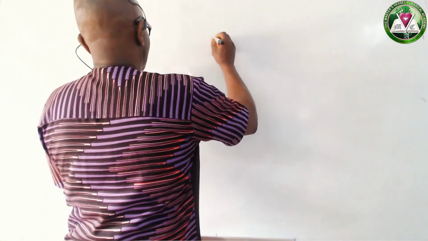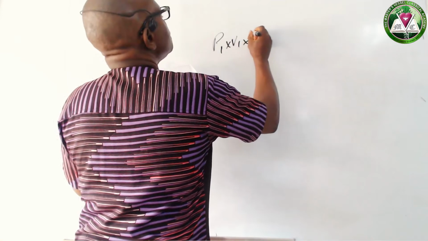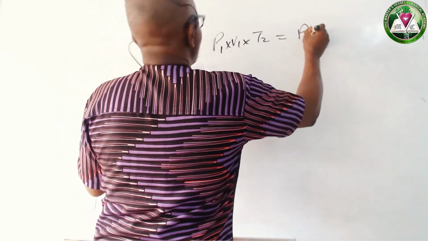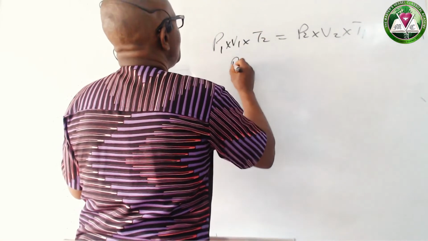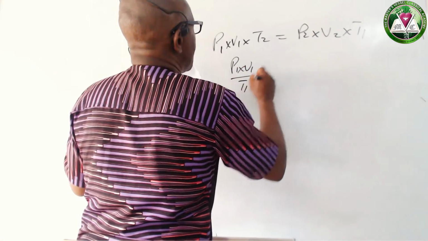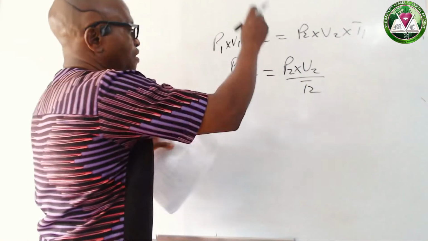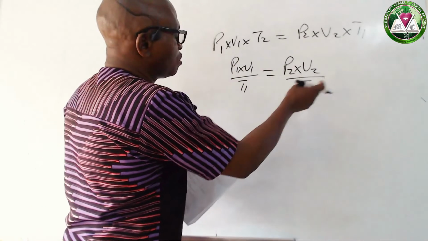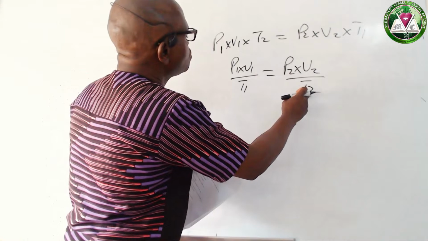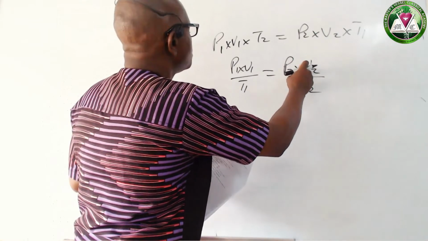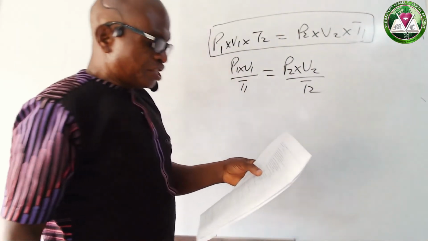D here says P1 times V1 times T2 is equal to P2 times V2 times T1. This is derived from P1 times V1 all over T1 is equal to P2 times V2 all over T2. This is the general gas equation. But when you cross multiply this, you have P1 times V1 times T2 is equal to P2 times V2 times T1, which is what you are given here. That is the answer, D.